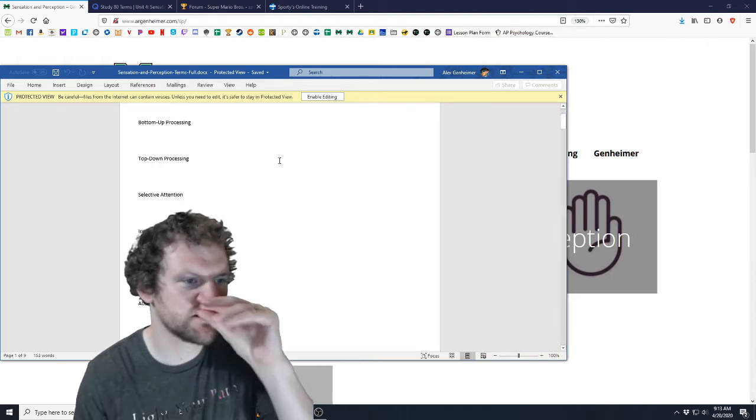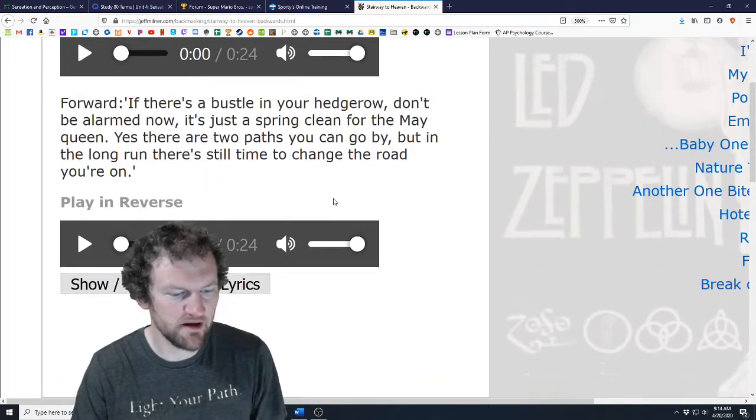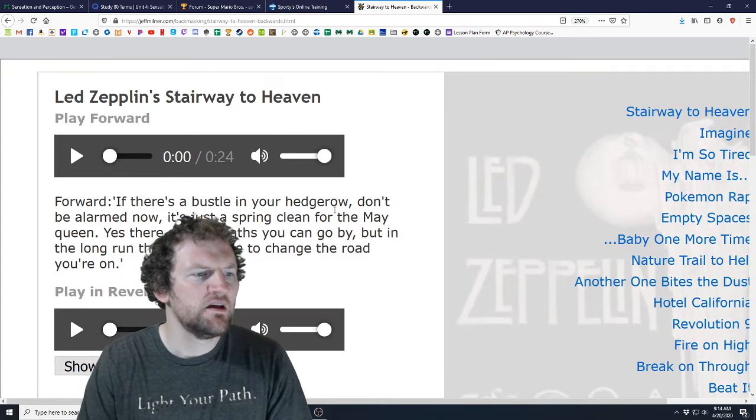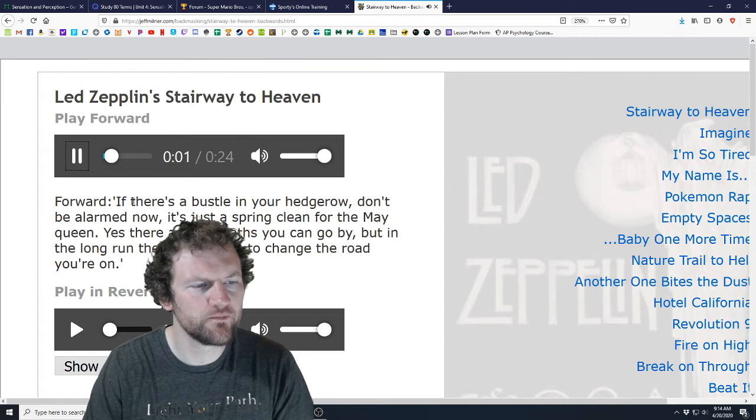There are 2 types of processing, bottom-up processing or top-down processing. Bottom-up, top-down is best illustrated by the backmasking videos where you can listen to a song forward with the lyrics.